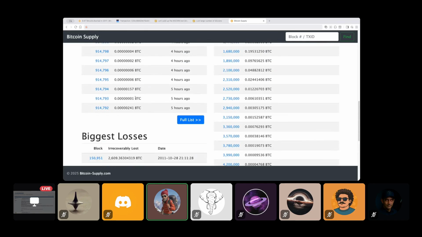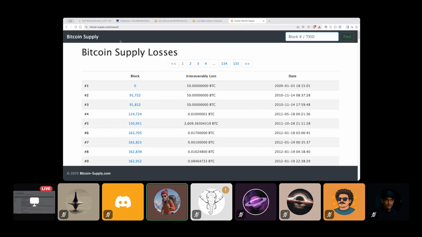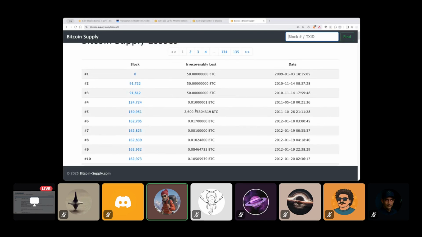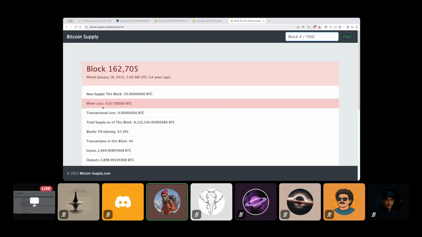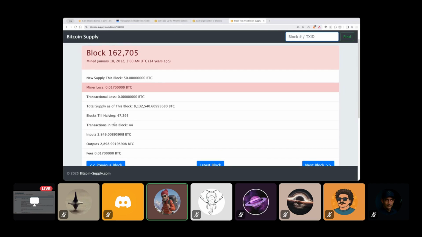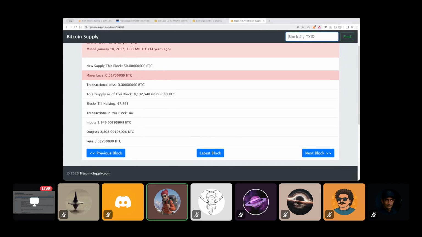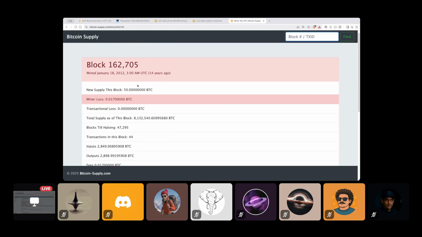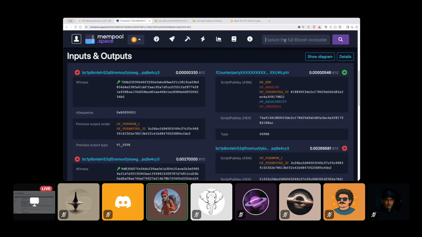So the list goes on. This is a full list. If you click here, it will take you to the full list of transactions, and it starts from block 0. So if you click into it, it will tell you what the total loss is. But if you want to examine how this was lost, then you'll have to visit this block and examine the transaction itself. So yeah, 16705 you have to visit and then look into it.